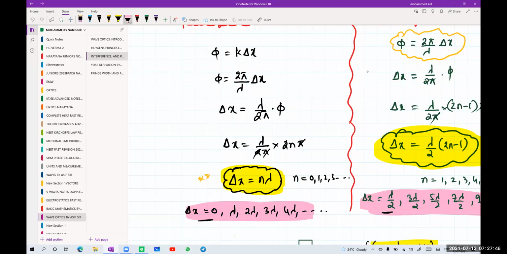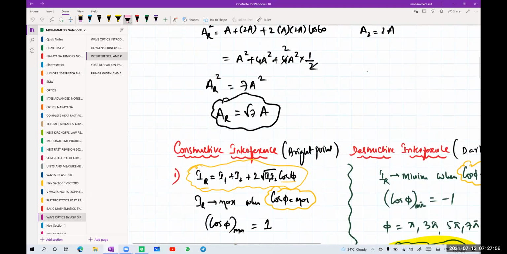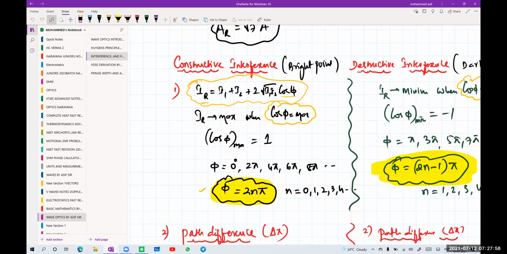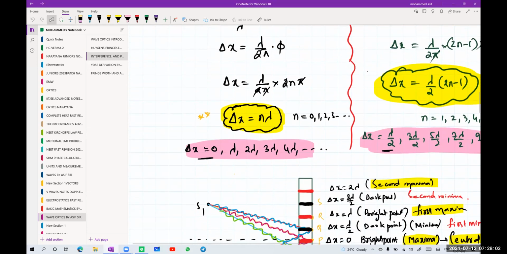Is that clear? Path difference delta x is equal to n lambda for constructive interference, and path difference delta x is equal to (2n minus 1) lambda by 2 for destructive interference. That means for dark points and bright points. For bright points, what path difference will we always take? n lambda. And for dark points, we take (2n minus 1) lambda by 2 or (2n plus 1) lambda by 2. That depends upon our understanding.